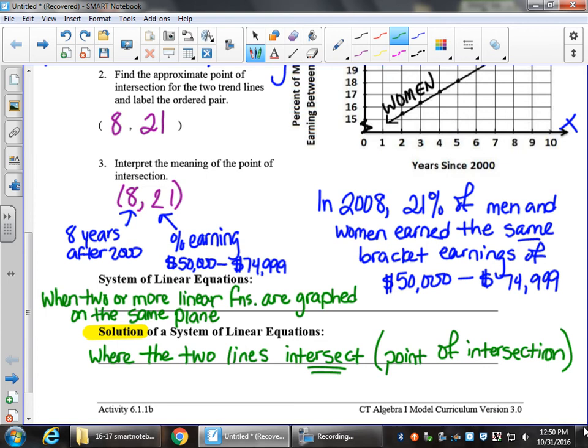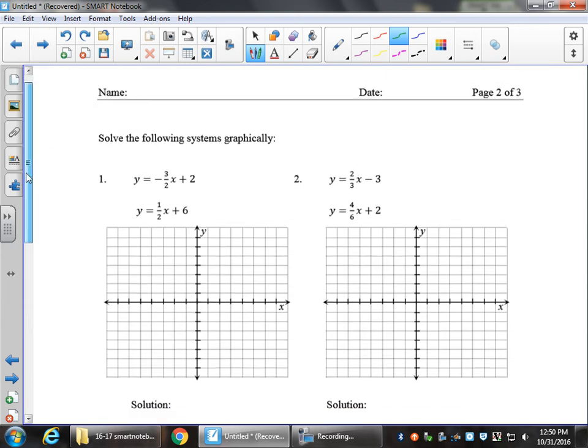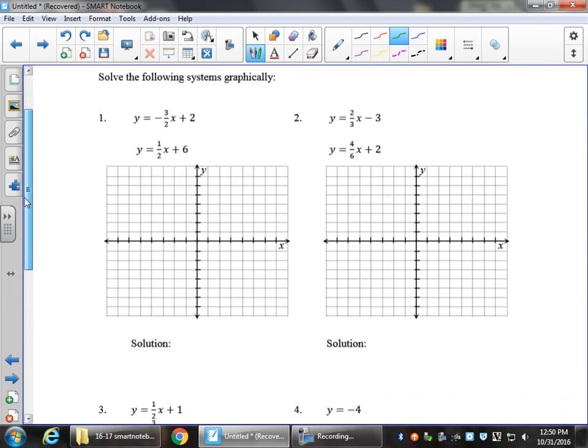So this would be a good place to pause if you need to catch up on the definitions or on the real world sentence that supports number 3. Go ahead and pause, and when you're ready, we're going to start looking at some practice. So a system is when I have two or more linear functions. A solution is where those two lines intersect. Let's dig into some practice.